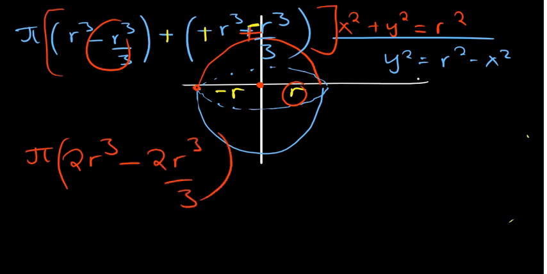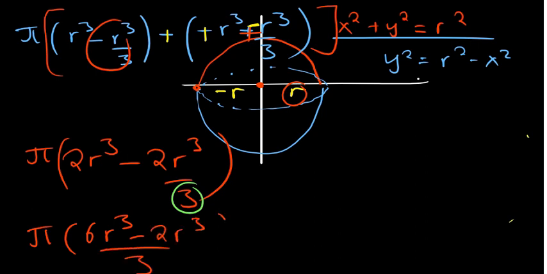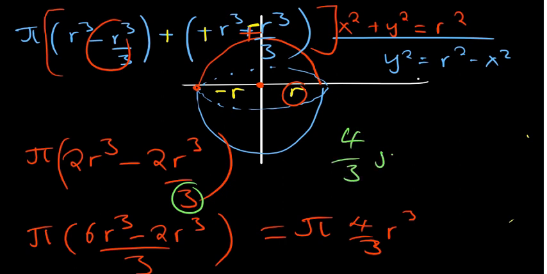Okay, so now we have like terms. So this 3 can multiply the other part. So I have pi, 3 times 2 gives us 6, so 6r^3, minus 2r^3 over 3. So we get pi, and then 6 minus 2 gives us 4, so 4 over 3, and then r to the power 3. So that can be written as 4 over 3 pi r to the power 3.